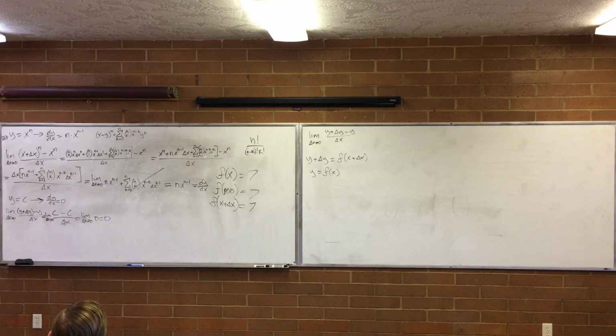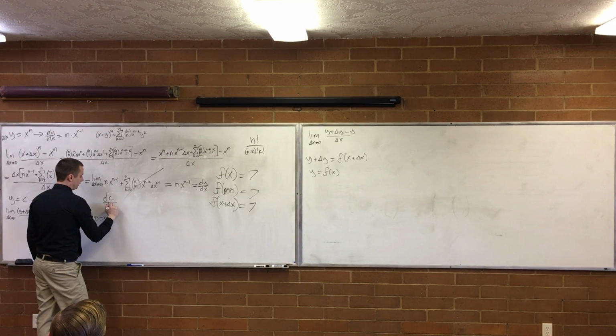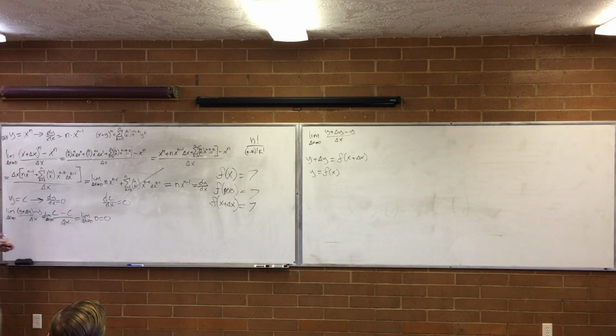So another way you might see this is that the derivative of a constant with respect to x is equal to 0. Okay? Moving on.